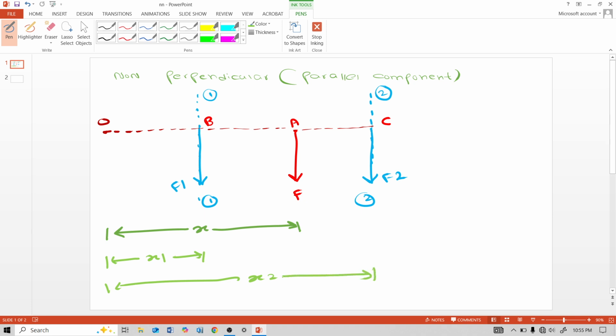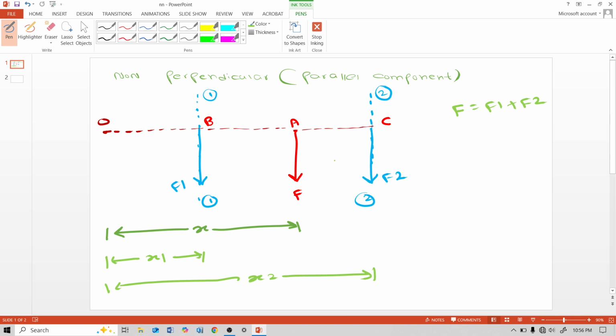Just see, this F is the force, and F1 and F2 are the parallel components of this force. Either way, you can call F the resultant of F1 and F2. Resultant means the addition or subtraction of F1 and F2 is nothing but F. So F is equal to F1 plus F2. Force F will act as the resultant of F1 and F2.